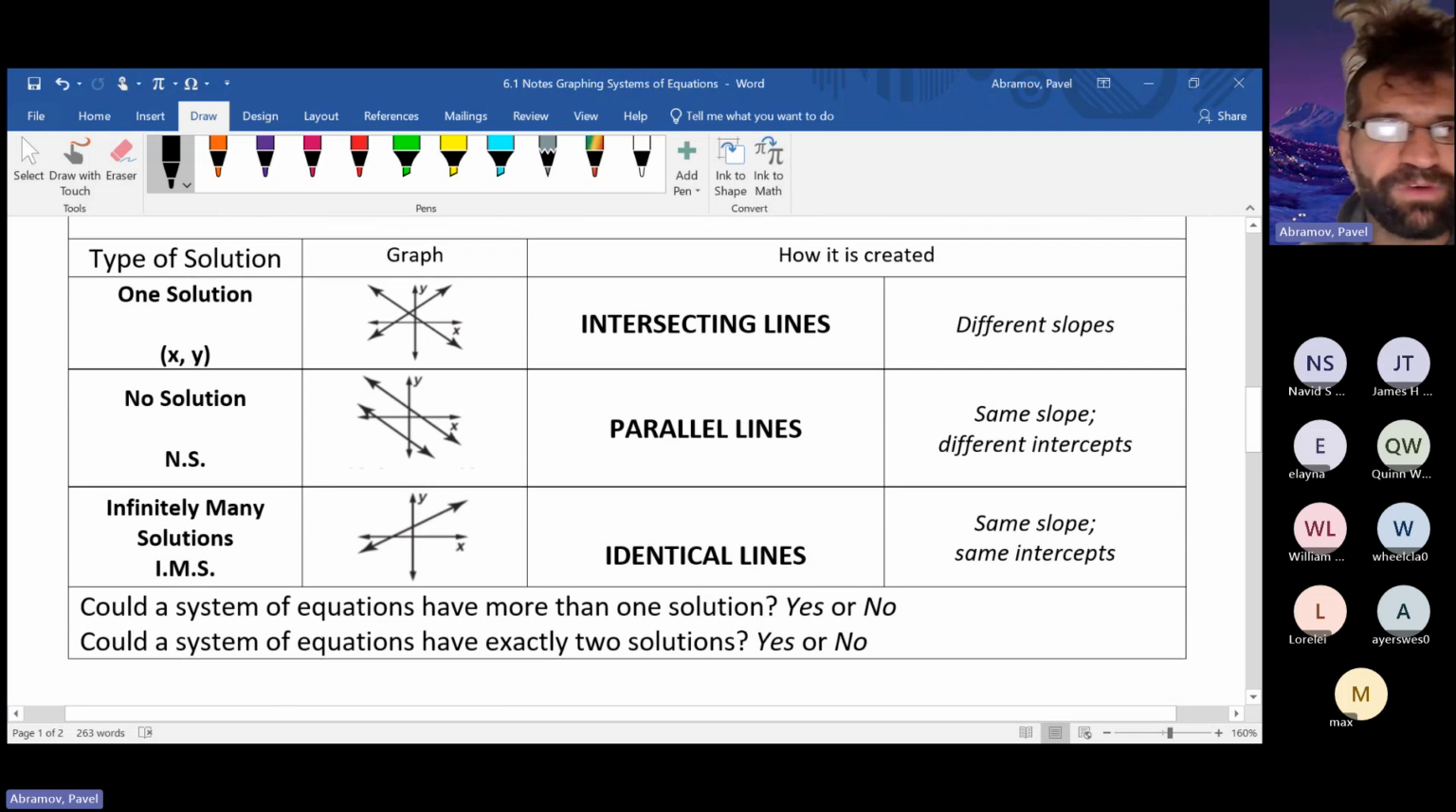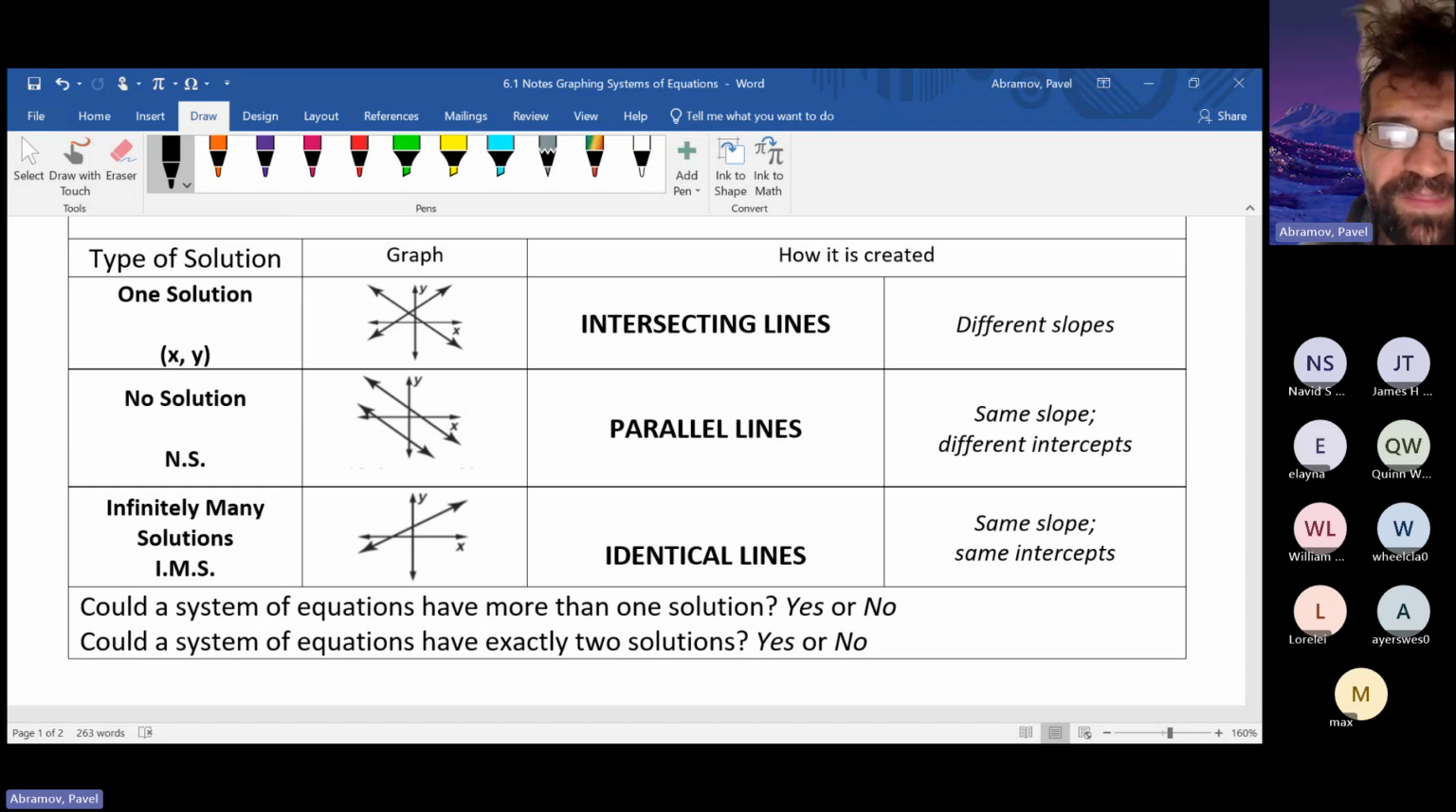And here we have the summary of it all. So if we have two lines that are intersecting, then you have only one solution. That's where the lines cross. This is one point. And that happens if two lines have different slopes.